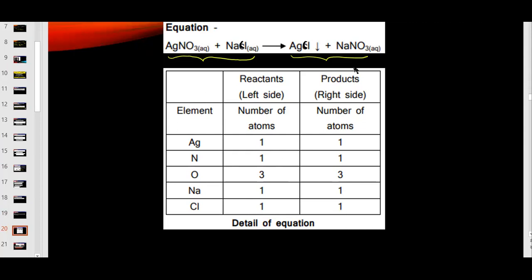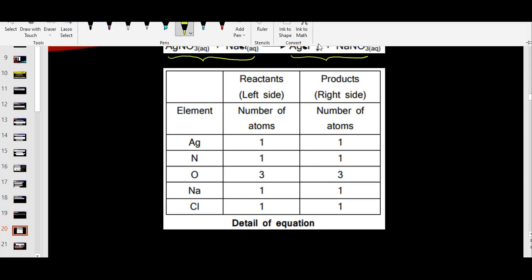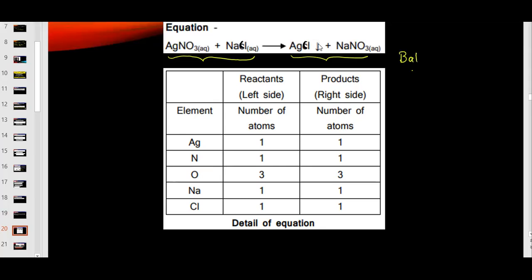So if you see this reaction, everything is balanced. Whatever number of atoms are there in the reactant, the same number of atoms are present in the product. So we don't have to balance anything. This reaction is a balanced equation. We don't have to make any changes. This is a balanced equation.